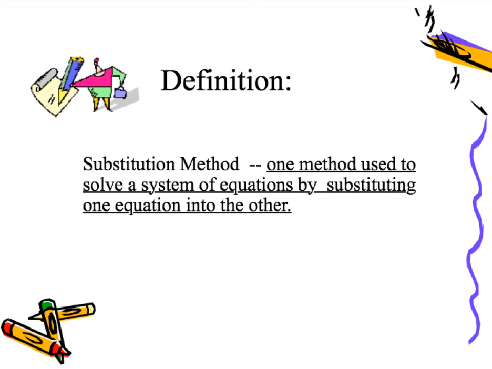And the definition of the substitution method is just solving one equation for a variable and substituting that into the other equation.